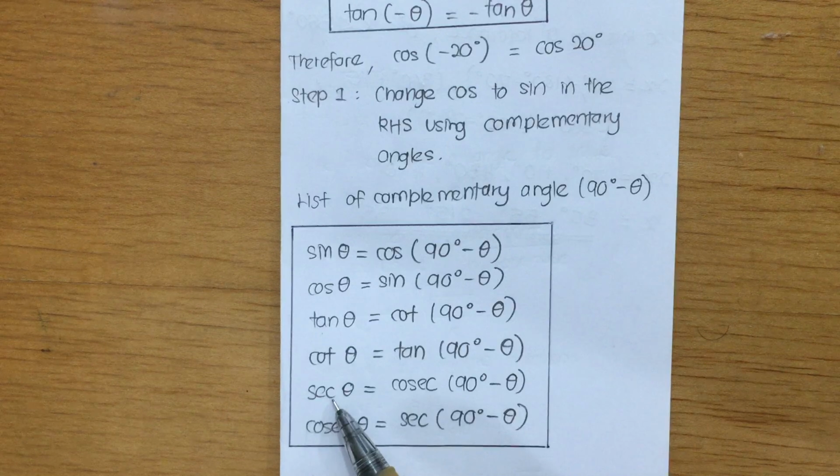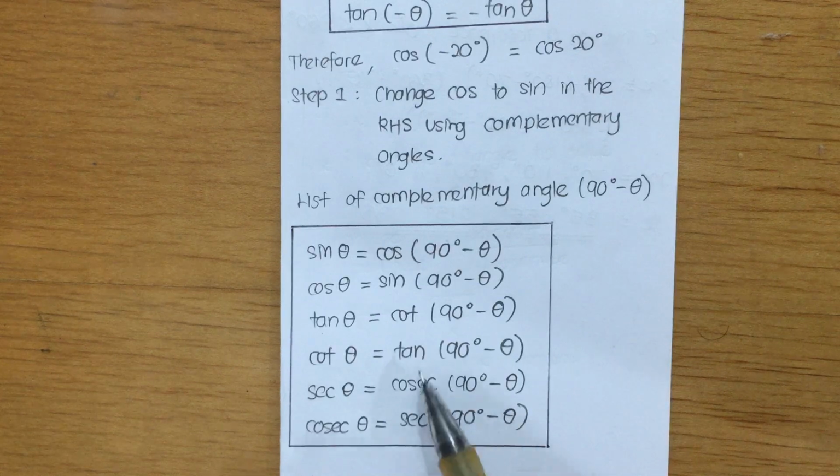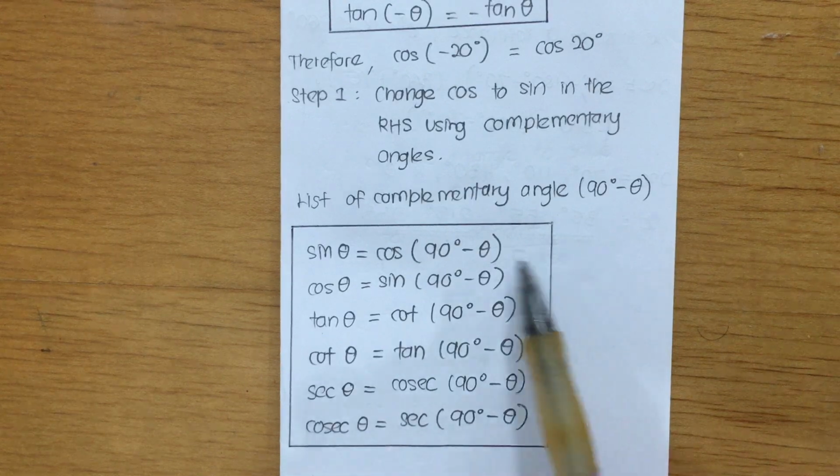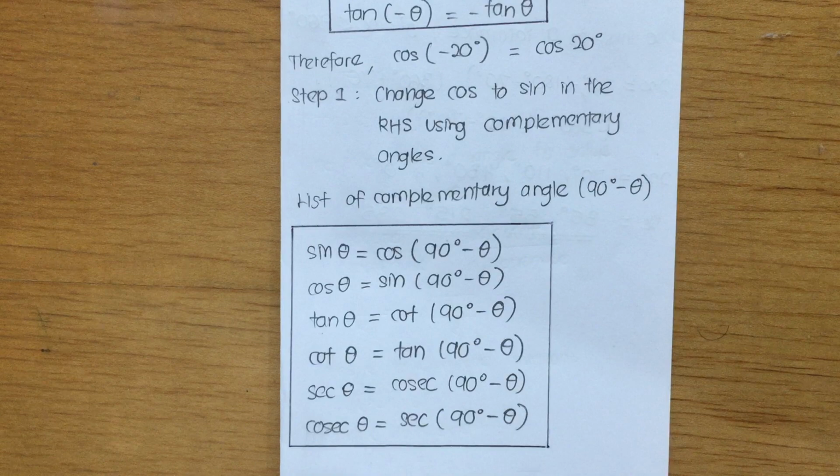Okay, secant theta is actually 1 over cos theta, guys. For your information, cosecant theta is 1 over sine theta. So that is the difference between secant theta and cosecant theta. These are the 3 new functions that you're going to learn: one is cotangent, another is secant, another is cosecant. And the last one is cosecant theta equals secant of 90 degrees minus theta. So these are the list of the complementary angles, guys.